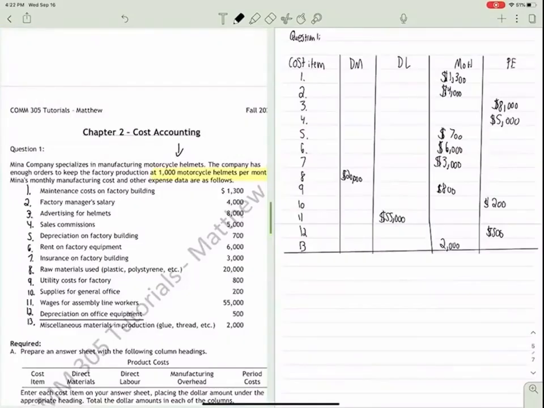All right, so everyone, we have now found the totals for everything. Now what I'm going to ask you guys to do is let's find the totals of each column. Let's add it up. So for DM, we spent a total of 20K. For DL, we spent a total of 55K. Now for MOH, can anyone do that calculation for me quickly?